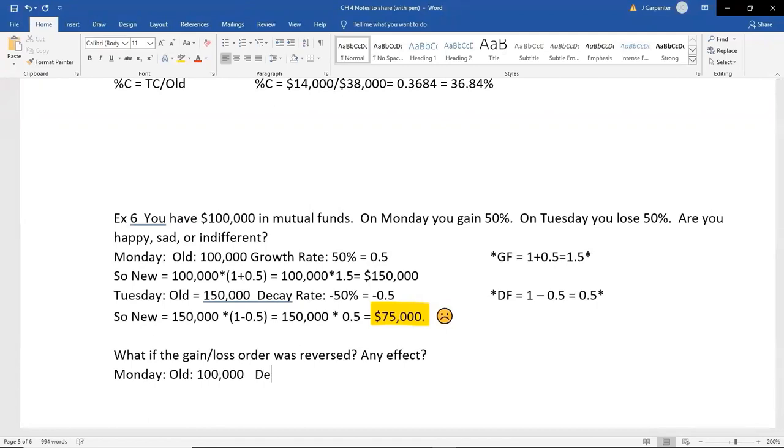And the decay rate is 50%, which is 0.5 as a decimal. So the decay factor, 1 minus 0.5, is 0.5. So the new amount is the 100,000 times the 0.5, meaning we only have 50 grand. Yikes. So at the end of Monday, we're down to 50 grand.